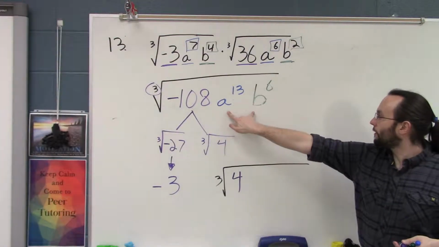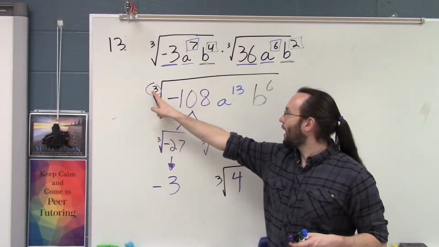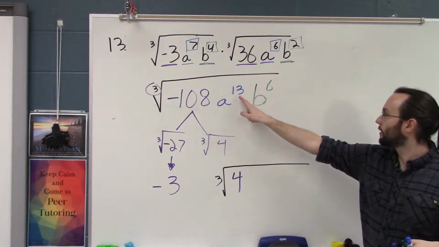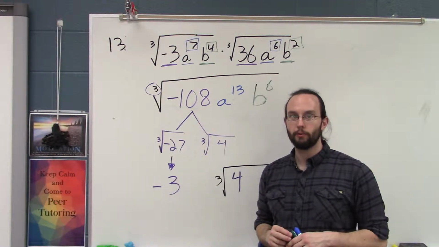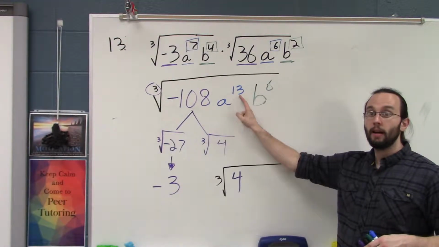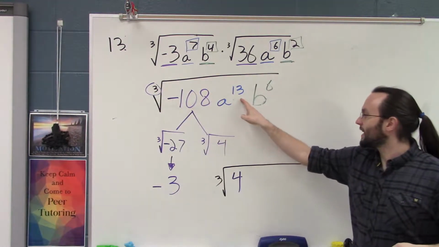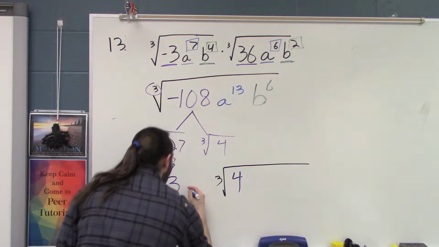Looking at our two variable pieces here, now we're playing that middle school game. How many times does 3 go into 13? Well, 3 times 4 gets us 12. 3 times 5 gets us 15. 15 is too big. So 3 is going to go into 13 4 times. That's going to come out of the radical.